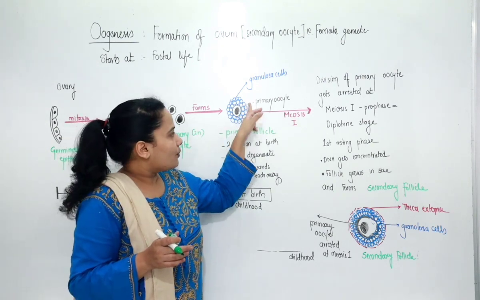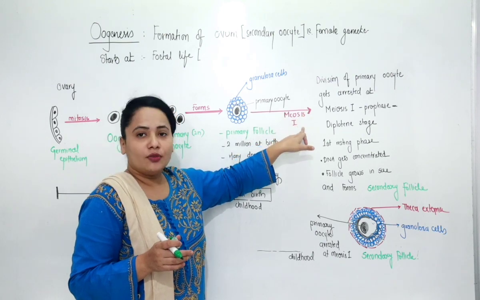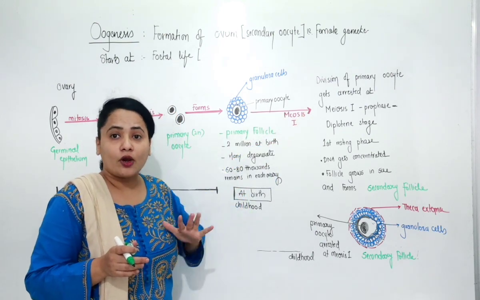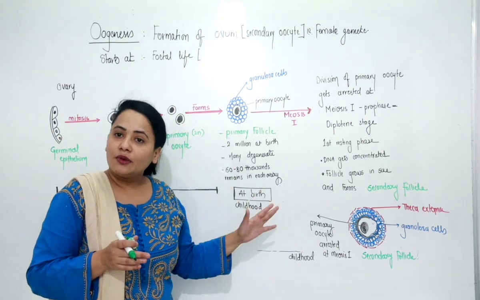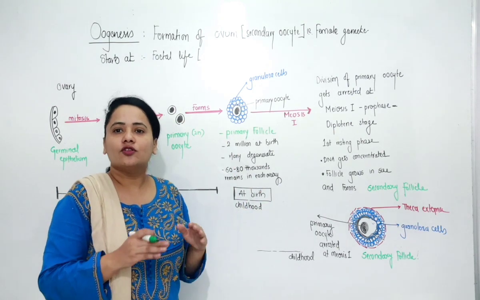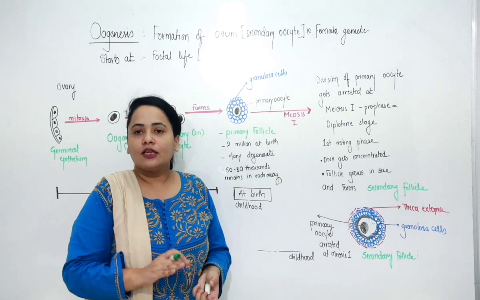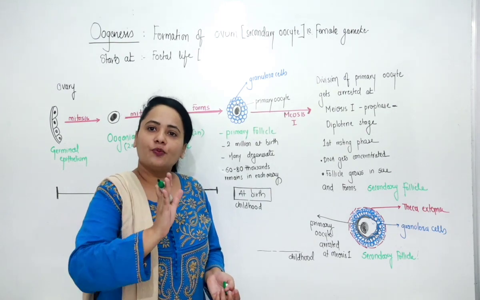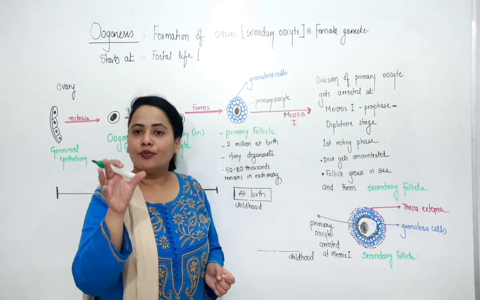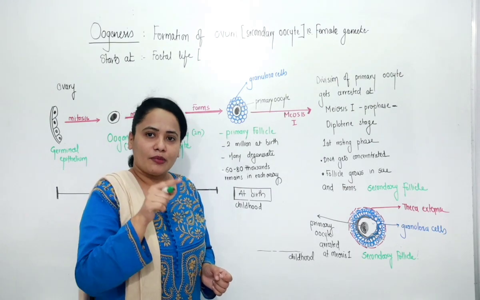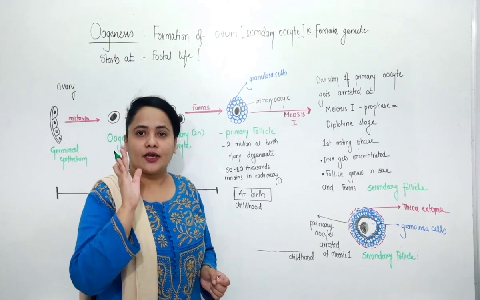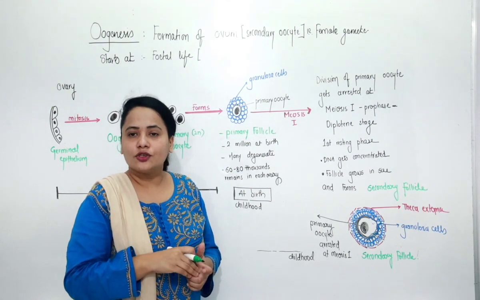So this primary oocyte undergoes meiosis 1. Meiosis 1 has started. That means what? It is a reduction division. But let me tell you that this meiosis 1 is not completed. It gives a pause. It comes to a pause and stops. Who? The primary oocyte. So after birth, the primary oocyte comes to a pause. It is undergoing a pause condition.